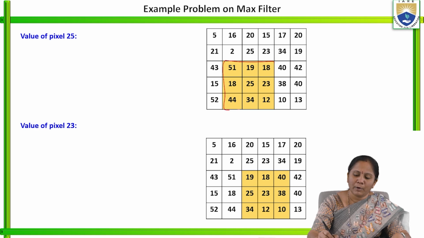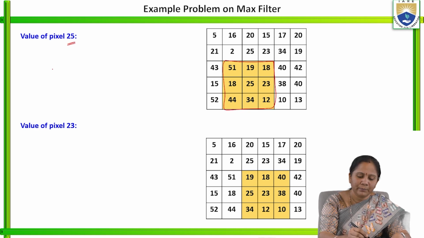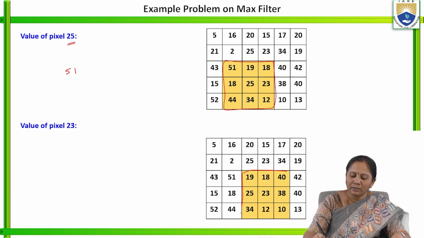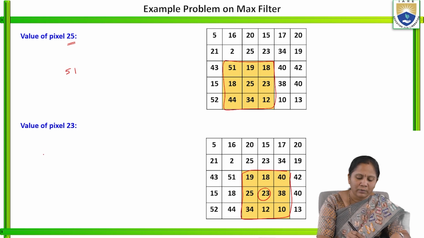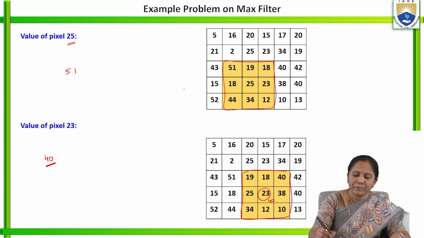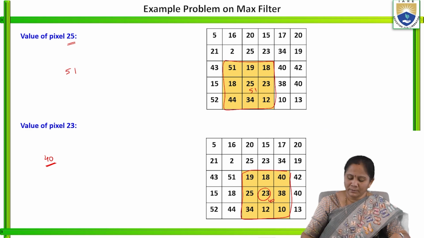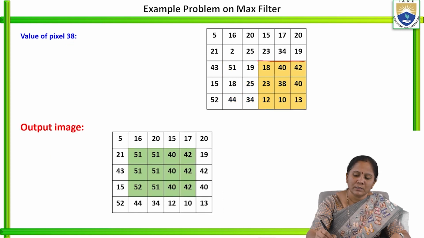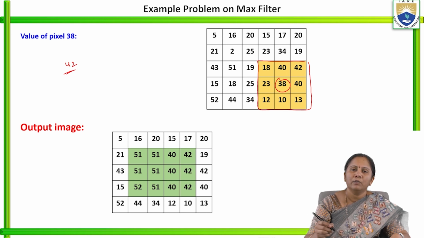So here, for 25, 51 is the maximum value. Similarly here, for this mask, among all the neighborhood, the center pixel value will be replaced with the maximum value. So among all that, 40 is the maximum pixel value. So 23 will be replaced with 40. 25 will be replaced with 51. Similarly, in this mask, 38 is the center pixel. Considering all the neighborhood values, the maximum pixel value is 42. So this 38 will be replaced with 42.